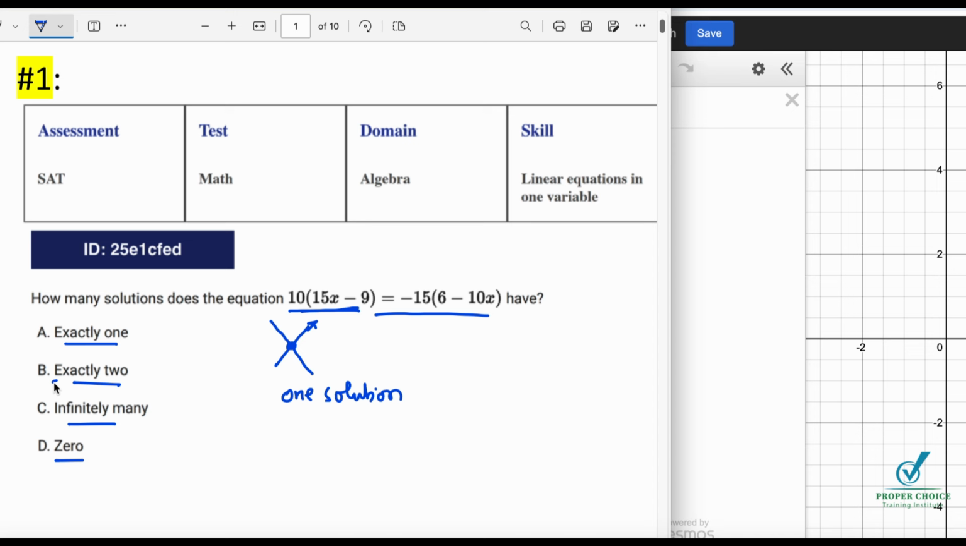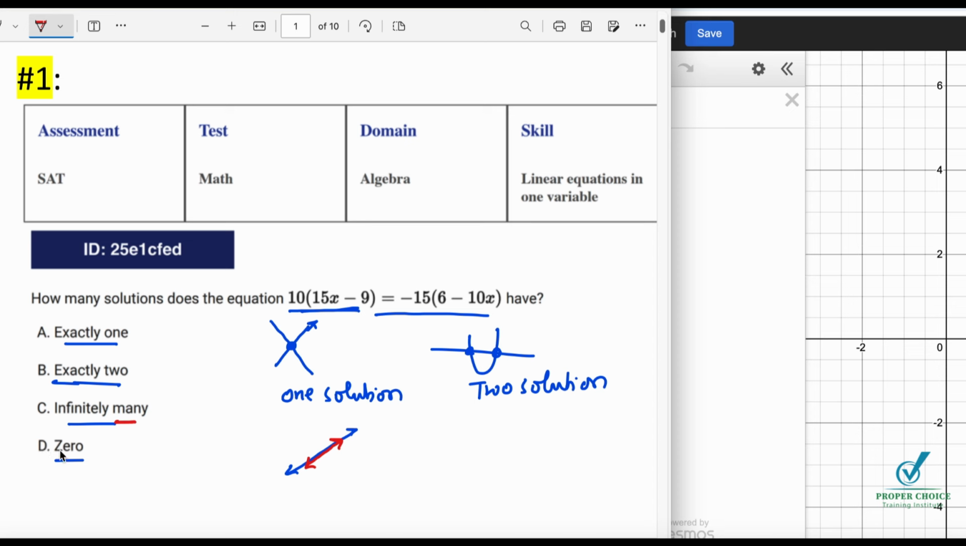Similarly, exactly two solutions means the graphs of the equations intersect at 2 points. For example, one graph is something like this, another one is like this. As they meet at 2 points, this condition is said to have two solutions. Now what is the condition for infinitely many solutions? When we plot a graph of those equations separately, the graphs represent the same line. This is the graph of the first equation, imagine, and this is the graph of the second equation. As these two graphs are overlapping, representing the same line, that condition we call infinitely many solutions.